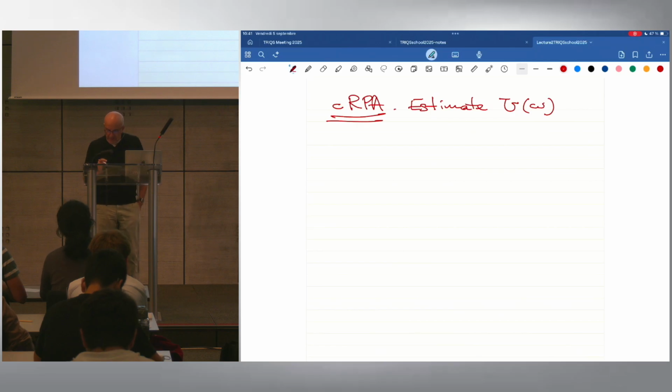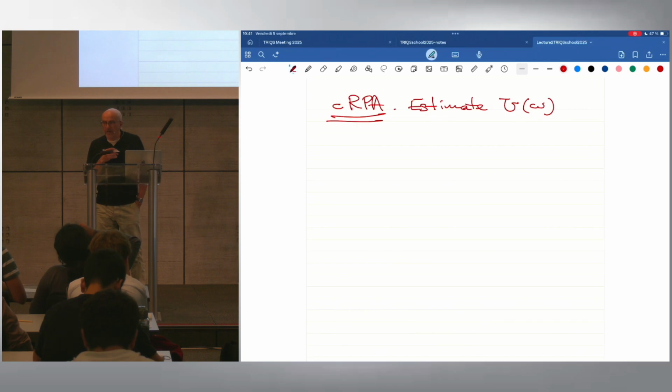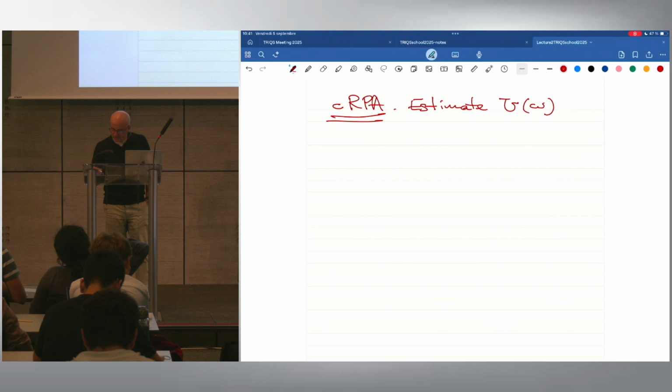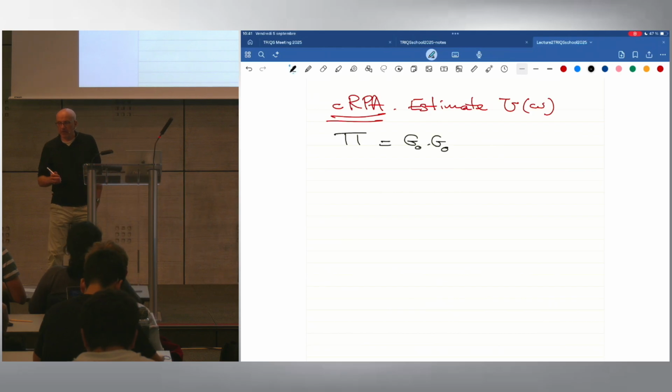So what is the idea behind that? Well, the idea behind constrained RPA is that we're going to imagine that the only thing we know how to do is RPA. And so in RPA, the polarizability of the system, as we've seen, is given by G0 G0. G0 would be, in the ab initio context, say, the Kohn-Sham Green's function, starting from a DFT calculation.